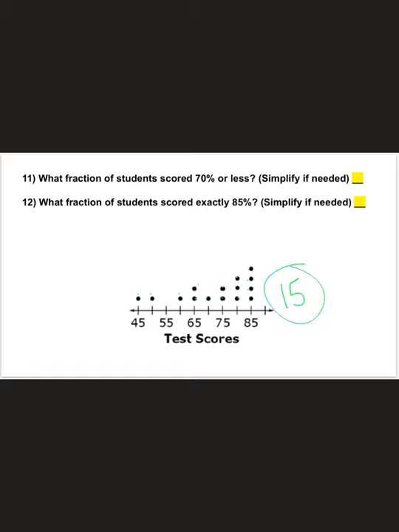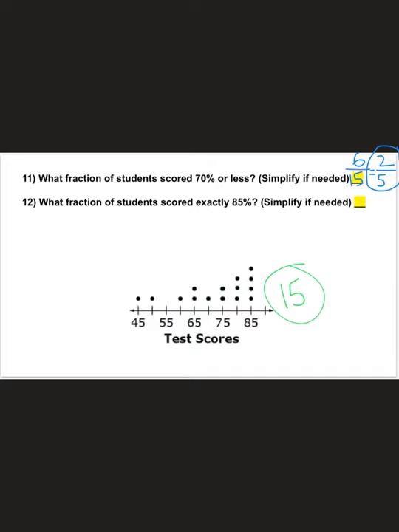So what fraction scored 70% or less? So we go to our 70. So there's 1, 2, 3, 4, 5, 6 data points at 70% or less. So our fraction would be 6 out of 15. But both of those numbers can be divided by 3, so it can be simplified to 2/5. So 2/5 should be your final answer here.